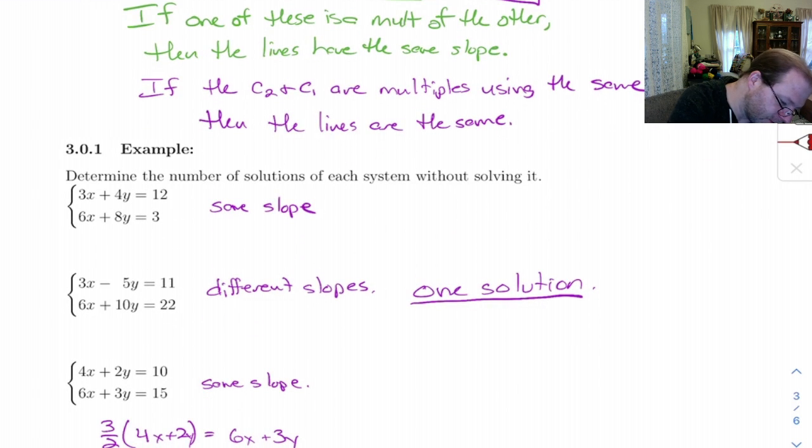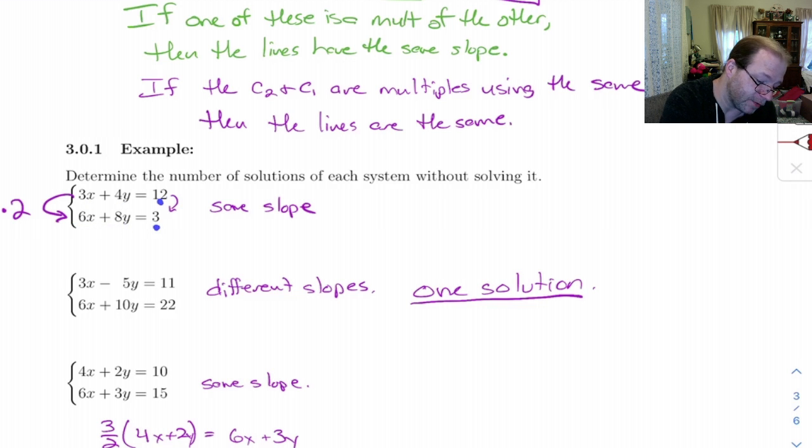So let's look at this. On this example here, to get from here to here, we have to multiply by, what was it? Yeah, just by 2. But to go from there to there, if we multiply 12 by 2, we get 24. I guess another way you could think of this is by saying, if you take half of this bottom, half of 6x is 3x, half of 8x is 4y, half of 3 is 1.5. So it doesn't work there, so that means that these lines are parallel.